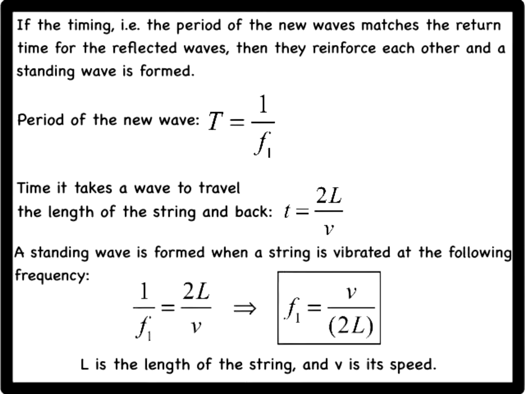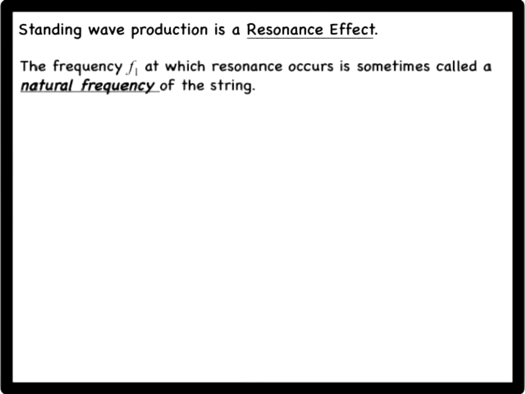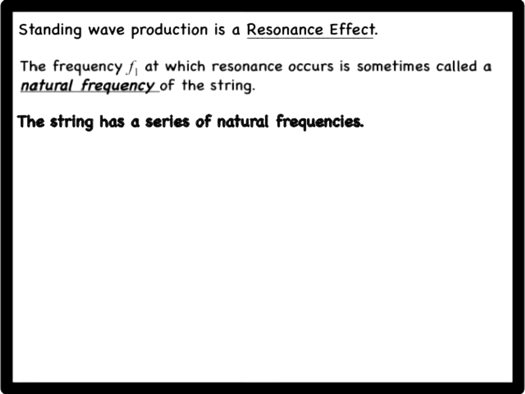Repeated reinforcement between newly created and reflected cycles causes a large amplitude standing wave to develop on the string, even when the hand itself vibrates with only a small amplitude. Thus, the motion of the string is a resonance effect, analogous to that discussed in section 10.6 for an object attached to a spring. The frequency f1 at which resonance occurs is sometimes called a natural frequency of the string, similar to the frequency at which an object oscillates on a spring. There is, however, a difference between the resonance of the string and the resonance of a spring system. An object on a spring has only a single natural frequency, whereas the string has a series of natural frequencies.